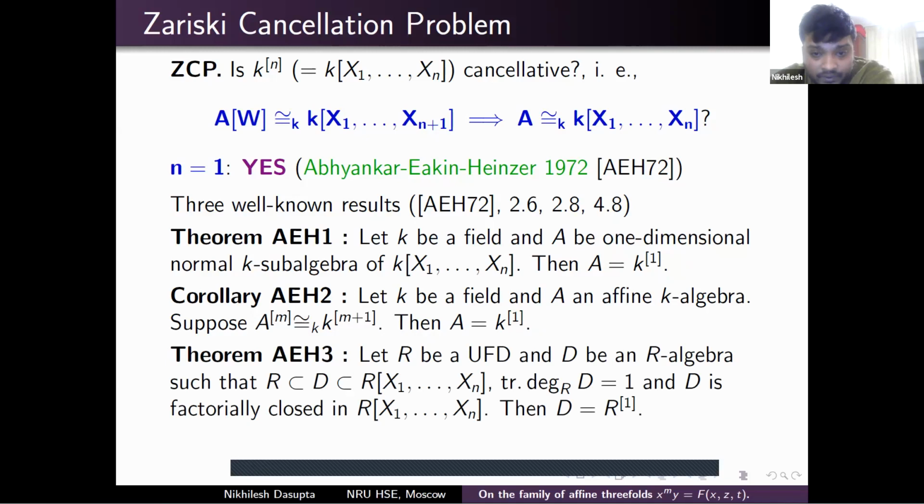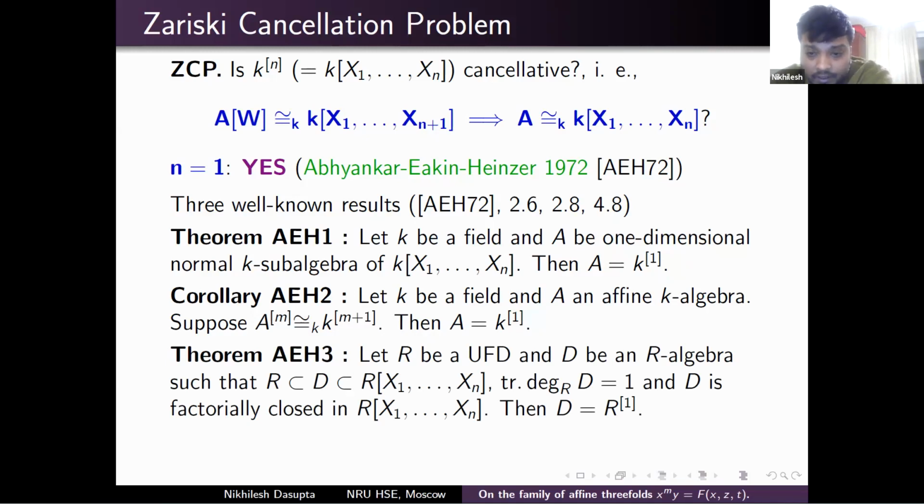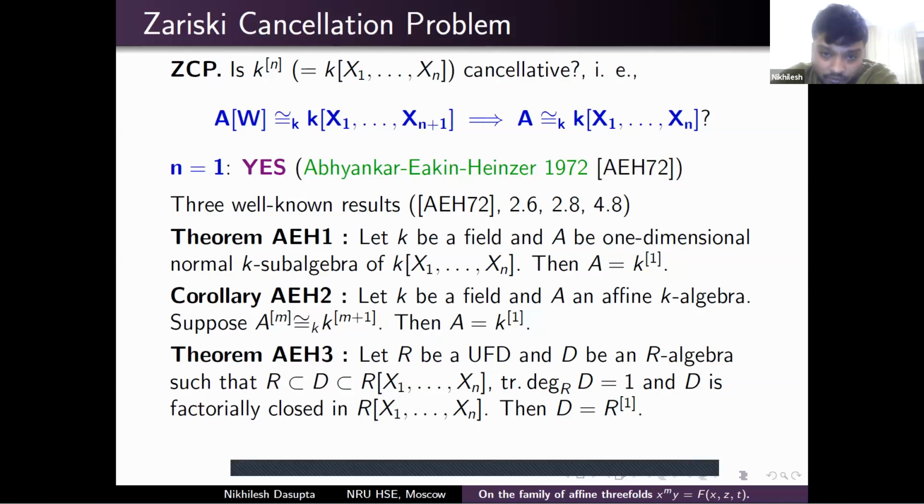And over a UFD, we have this result: let R be a UFD, and D an R-algebra such that R is contained in D contained in R[x1, x2, ..., xn], such that the transcendence degree of D over R is 1. So it's like the field case, where we had dimension 1, since A was an affine domain and the transcendence degree is the same as the Krull dimension. Here the transcendence degree of D over R has to be 1, and D is factorially closed in R[x1, x2, ..., xn]. Well, one can say D is a UFD also. That is fine, the result will be the same. I have mentioned factorially closed for one reason.